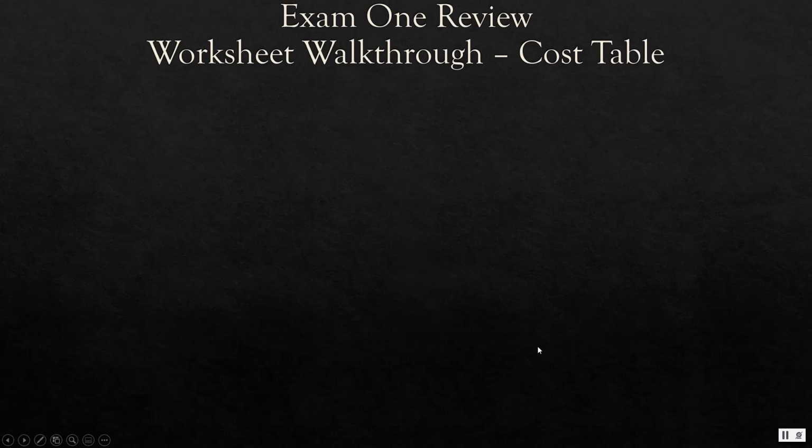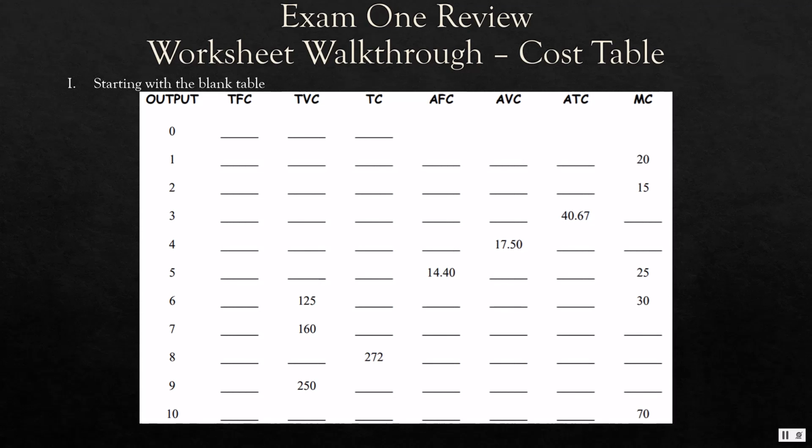Right now we're going to work through the review worksheet, starting with section 1, which is building and filling out a cost table. We're going to start with the blank table, just like it appears on your worksheet packet. Now you'll be given some what look like random values. Those are going to be positioned in such a way that you'll be able to follow the steps I'll give you and complete the entire cost table. They're spread out so that there's just enough information for you to complete the entire table given these values.